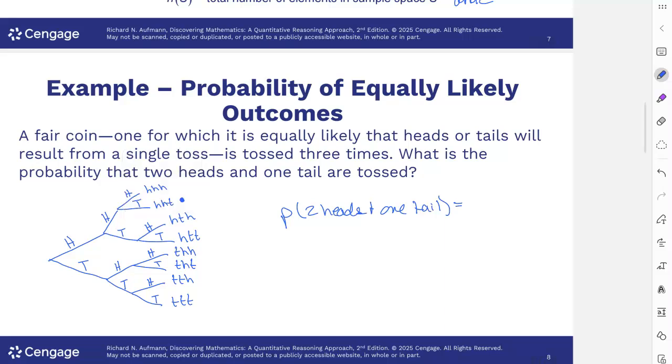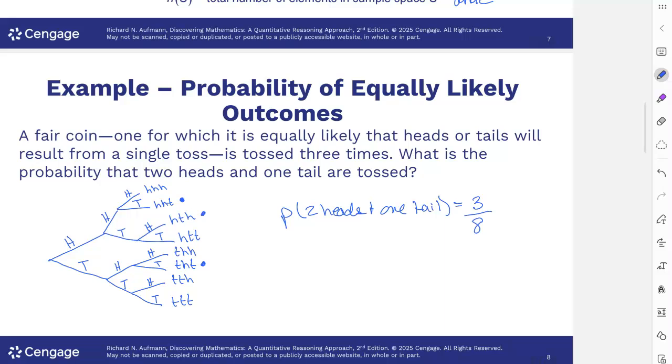And 2 heads and a tail happens here. So there's, my tablet does not like to draw dots. There's 3 different ways that could happen out of the 8 possibilities. So our probability is going to be 3 out of 8.